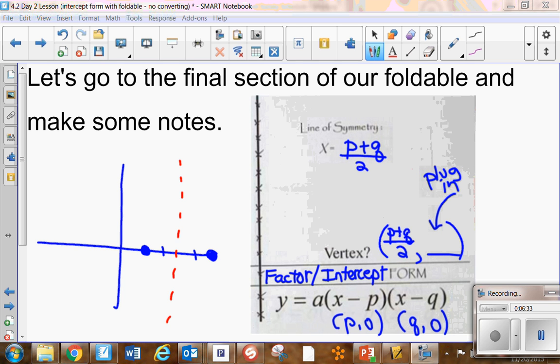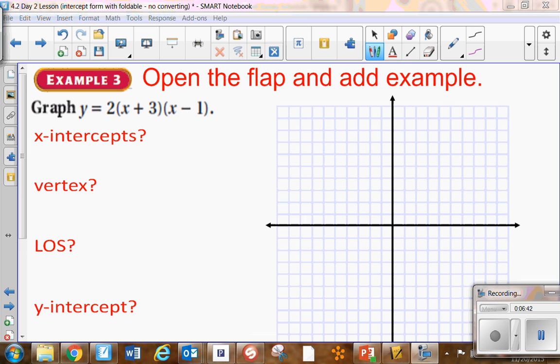So we'll open your flap and we'll do an example inside, so it'll make a lot more sense. So let's open your flap and let's put a nice example in there for the backward form. Let's do y equals 2 parentheses x plus 3 parentheses x minus 4.